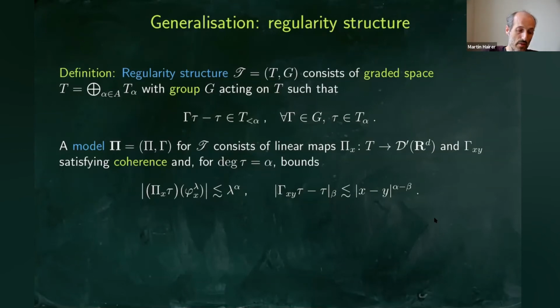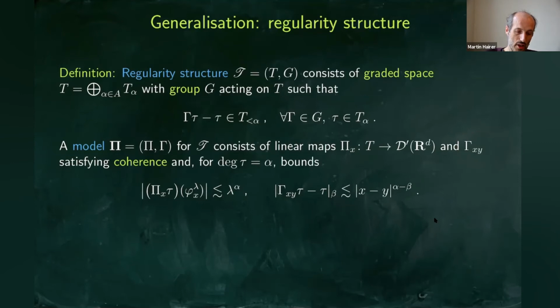And so here, well, we do the same. We just don't impose anything. So we just say a model is a collection of linear maps, pi x, as before. Now they don't need to be functions. They're allowed to be distributions. And I also have a collection of gamma xy's.